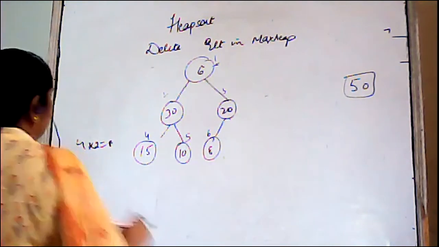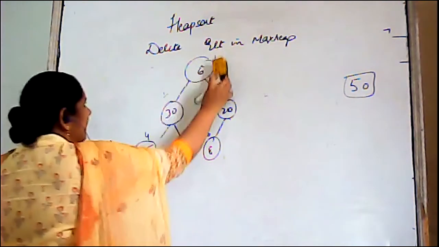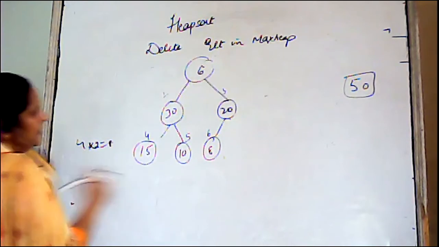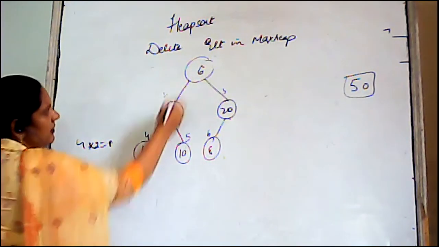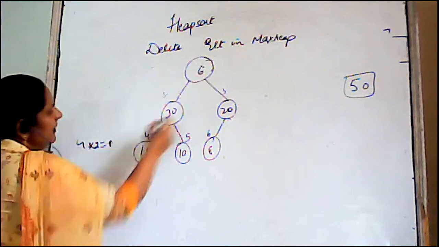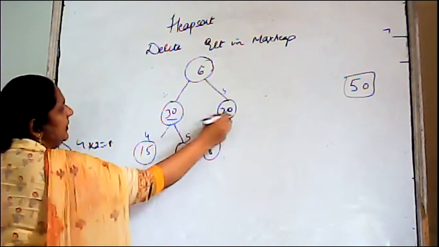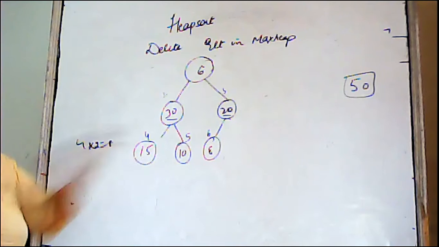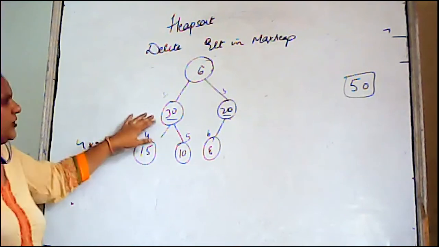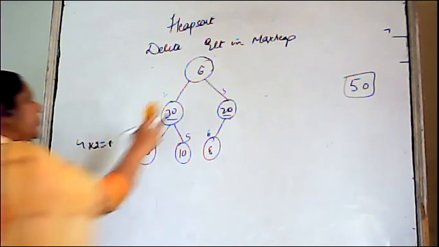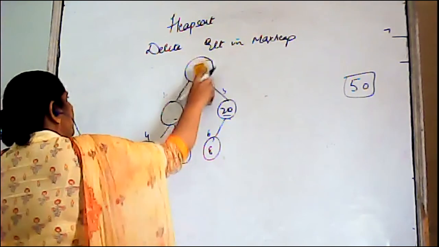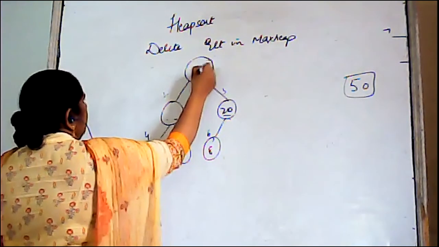Now how will we fix it? Check: 6 is at the root element, and 30 and 20 are its descendants. Which is greater? 30. So swap 30 with 6.